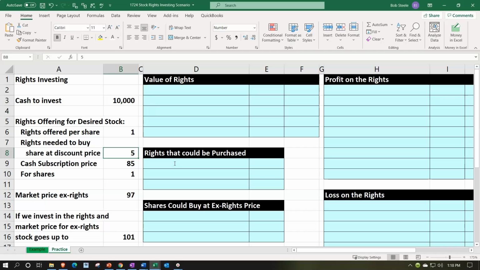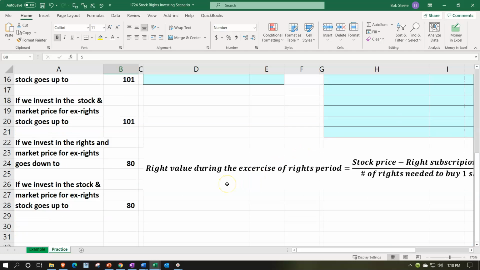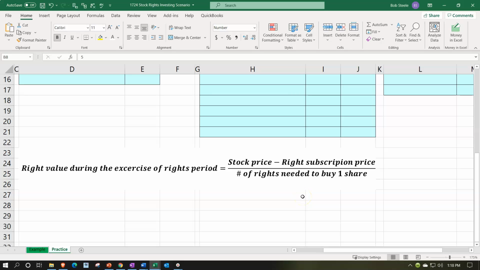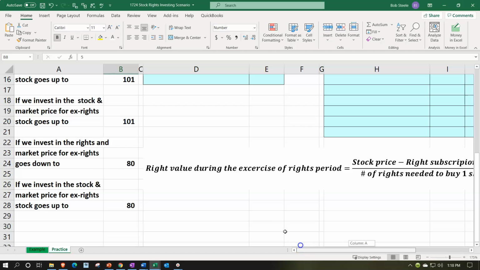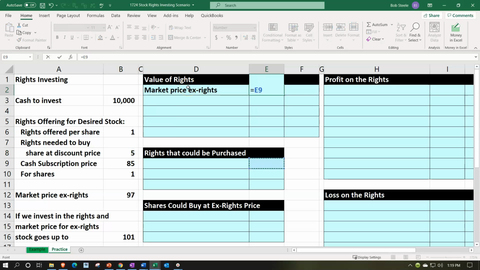So let's calculate the value of the rights. We're in the right value during the exercise of rights period. That's going to be the stock price minus the right subscription price, divided by the number of rights needed to buy one share. Notice we don't have the +1 in the denominator in this case. So we're going to go up top. We're going to say the market price at this point is the 97. That's the market price X rights.